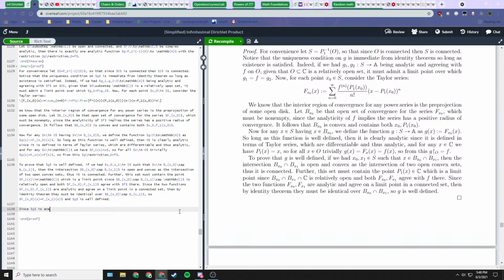Since G is analytic, so we have G mapping S to A, which is analytic, and has G restriction to O equaling F, and is unique. Which is the claim. And that is it.